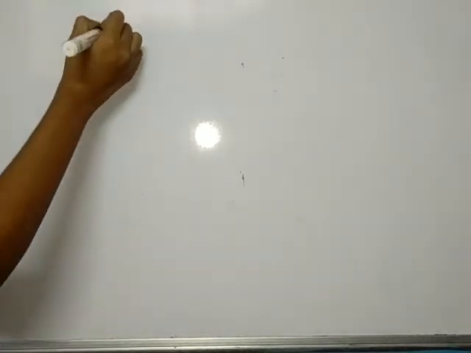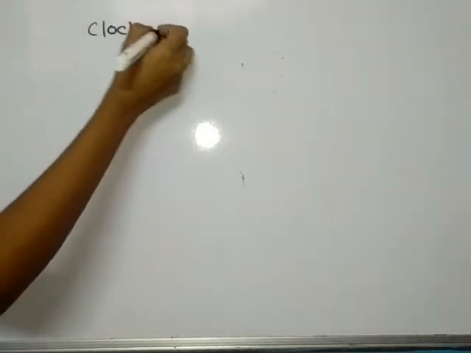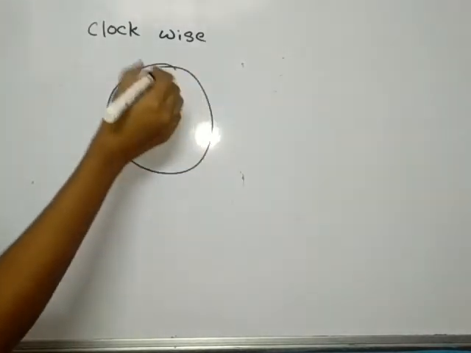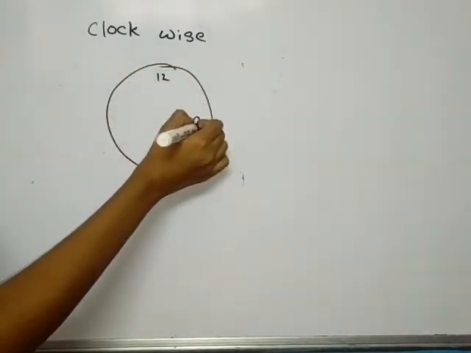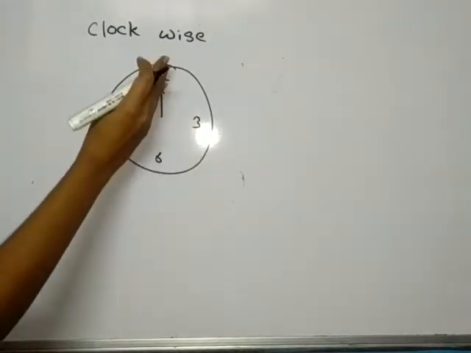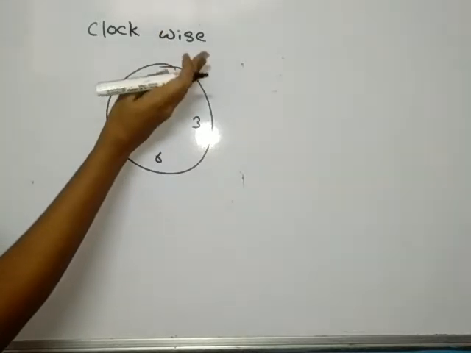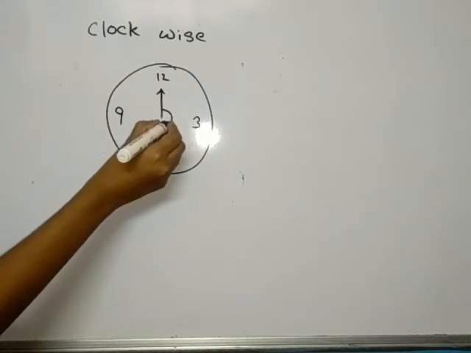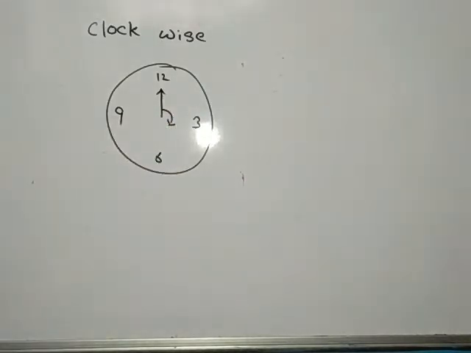Before starting the next topic, we'll learn some basic terms, students. First, clockwise. Clockwise means, as you all know, this is the clock, with 12, 6, 3 and 9. If the hand turns from 12, 1, 2, 3, 4, rotating like this, then it is called a clockwise direction.